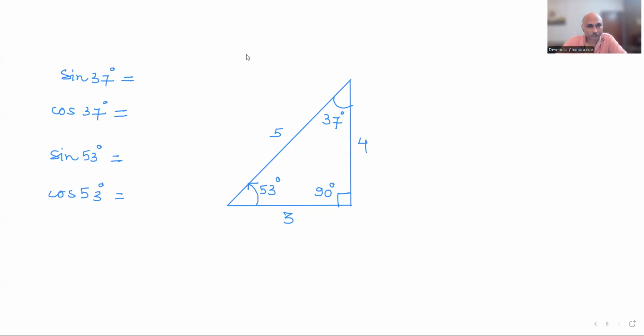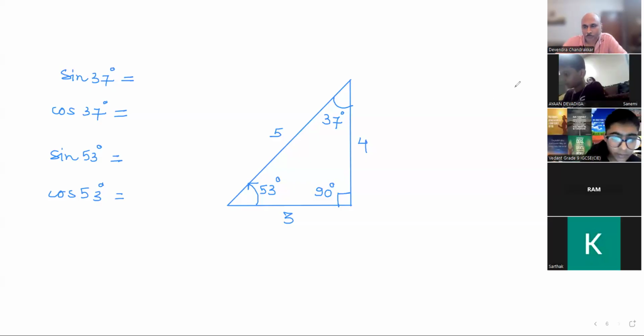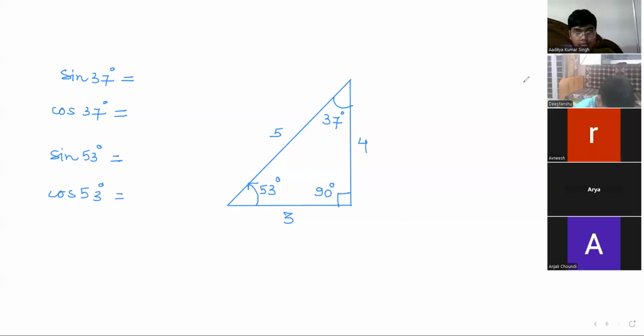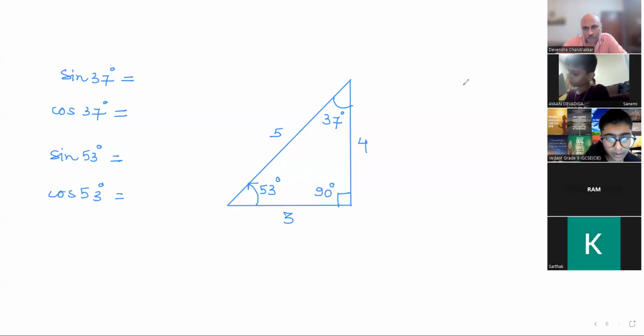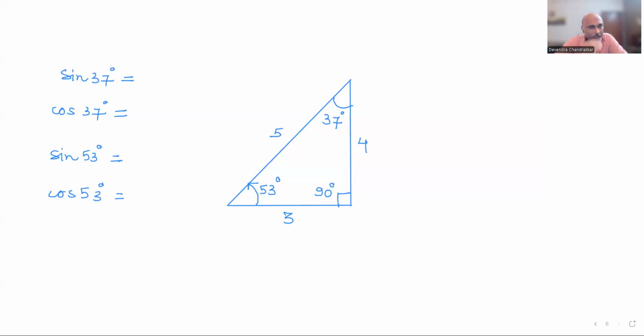Very good, Ram. Ram, you have already done this trigonometry somewhere? What, sir? You have already done this topic? Yes, sir. That's good, good. So you are able to recall everything. Good. So I'm getting answers. Very good, Deeptanshu. Very good, Ram. I'm waiting for others to answer this.